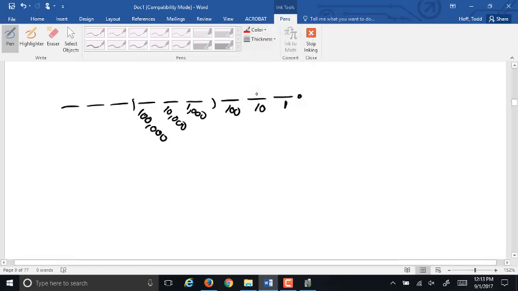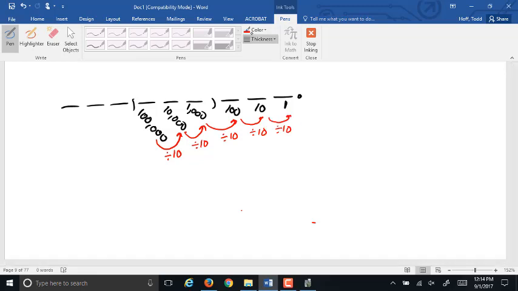I may have mentioned it before, but math is all about patterns. If you see the patterns, everything falls into place. Here, the pattern is, if I move one place value to the right, the value is divided by 10. Going from 10,000 to 1,000, I would divide by 10. 1,000 divided by 10 is 100. 100 divided by 10 is 10. 10 divided by 10 is 1.